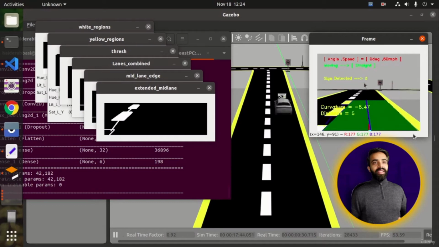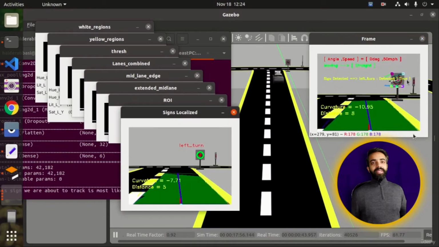Now, as you can see, the sign has been detected as left turn and detected has been set to true. This is that boolean that we were talking about earlier. Now, the speed has been set to 50 and the sign has been successfully tracked.